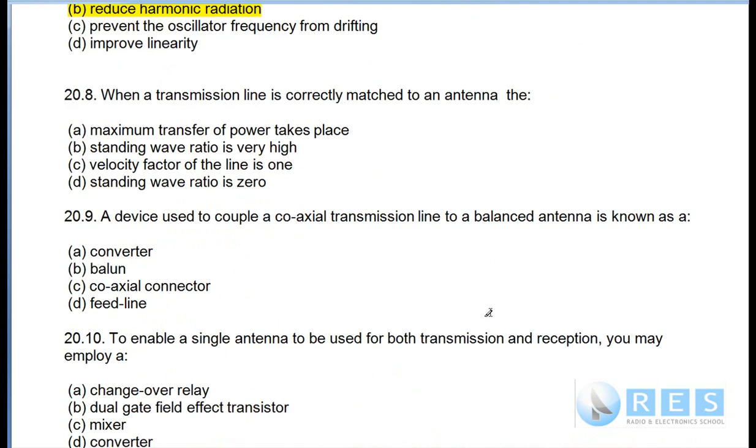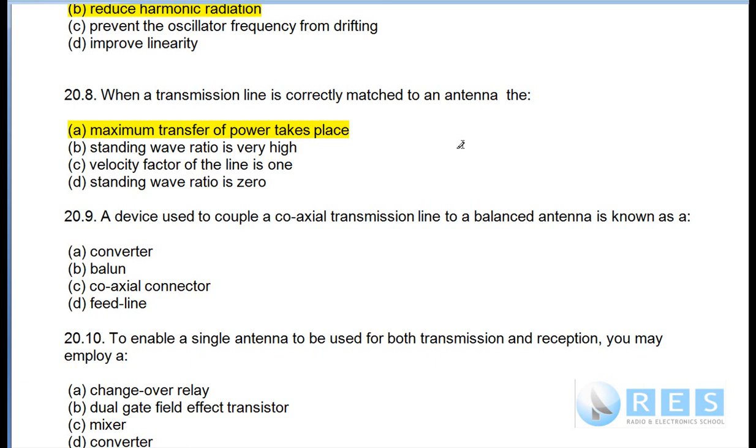20.8. When a transmission line is correctly matched to an antenna, the standing wave ratio is never zero. The best the standing wave ratio would ever be is 1 to 1. The velocity factor of the line is 1. That's nonsense. If it's a coaxial line, it's 0.66, and that never changes. If it's a parallel line, the velocity factor is about 0.8. If it's matched, the standing wave ratio won't be very high. So again, we get maximum power delivered to our antenna if our transmission line is correctly matched to the antenna.